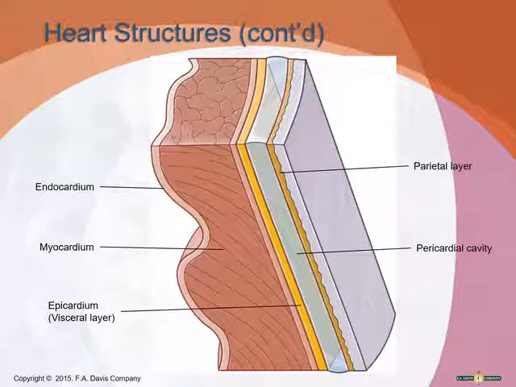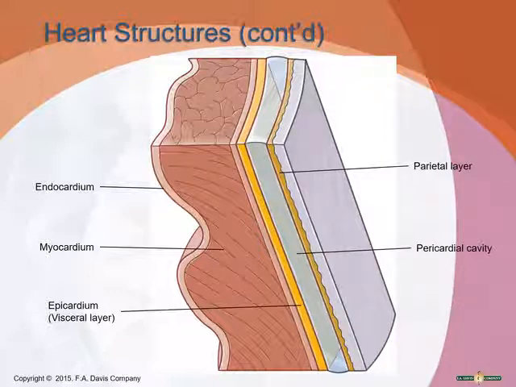So here's the parietal layer of the pericardium. Here's that pericardial cavity with the fluid, and then we have the heart wall itself, this whole part here. There's three layers to that. The endocardium is the very inside. That lines the chambers, covers the valves, and it continues into the vessels. It's a very thin layer of squamous epithelial cells.